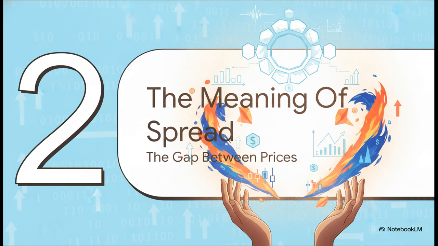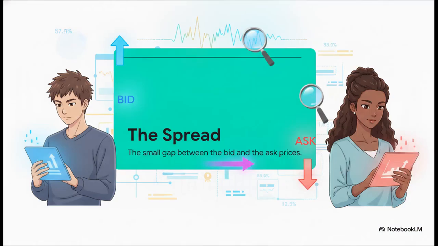Which brings us to section 2, the meaning of spread. What happens in the empty space between those two numbers is actually where the true mechanics of the market live. That small numerical gap between the highest buyer and the lowest seller is called the spread. And let me tell you, truly understanding the meaning of spread is like having a secret weapon. It really is. It isn't just random math. This tiny little gap is an absolutely essential indicator of market health. It tells you exactly how easy or how incredibly difficult it's going to be to get into or get out of a stock.